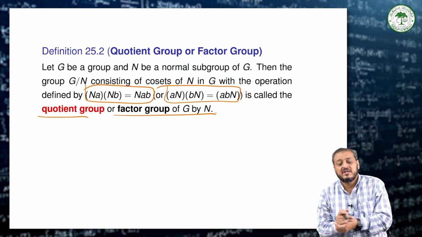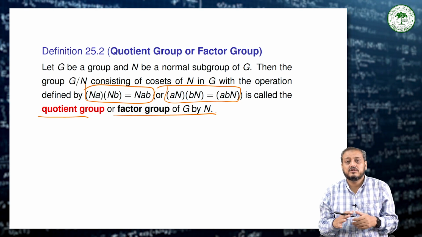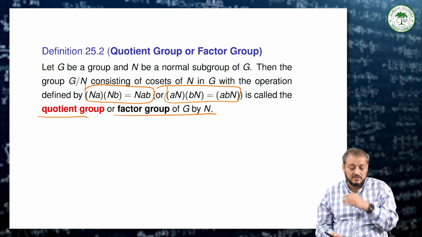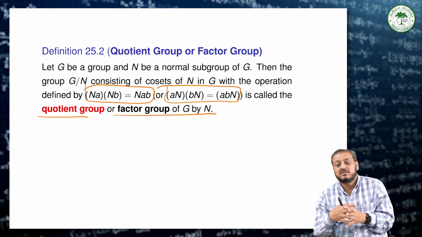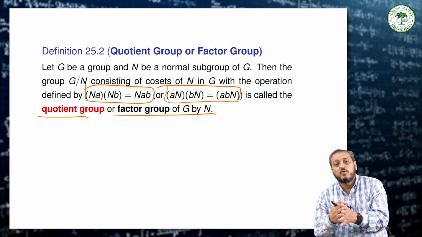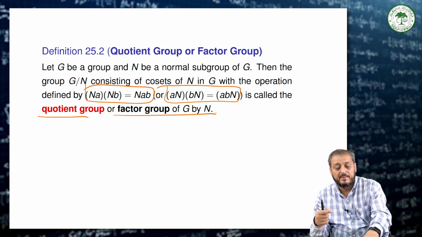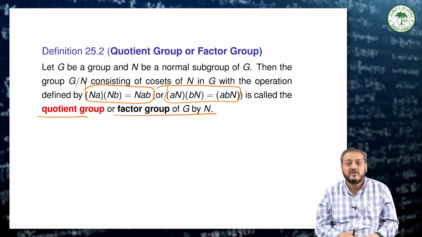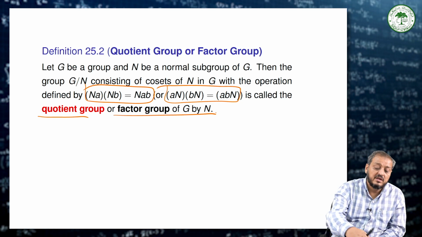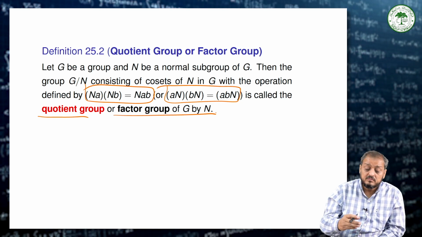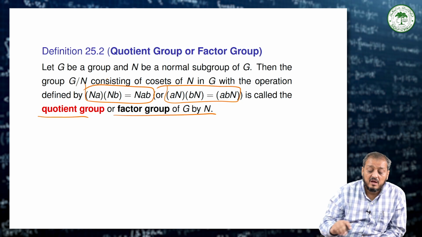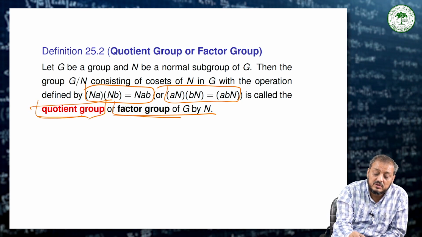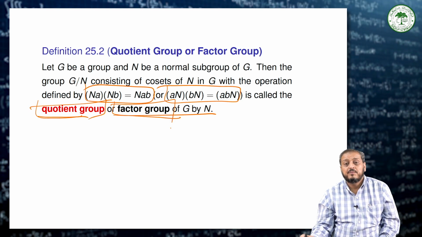So simply we can say that the collection of all the right cosets consists of G by N, and this G by N clearly forms a group under this defined map: NA and NB is equal to NAB. So we have to show that this satisfies all the properties of a group. So clearly this is a group, and this group is called a quotient group, or sometimes also called a factor group of G by N.